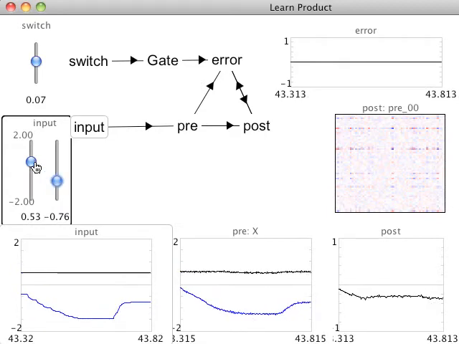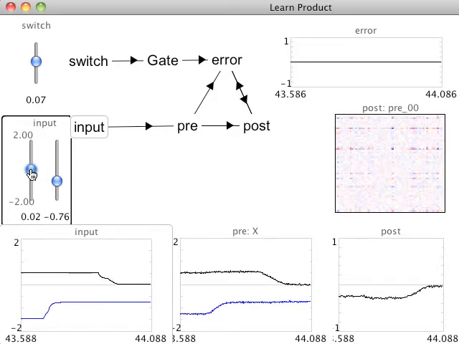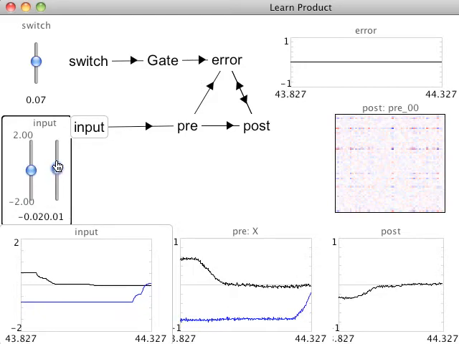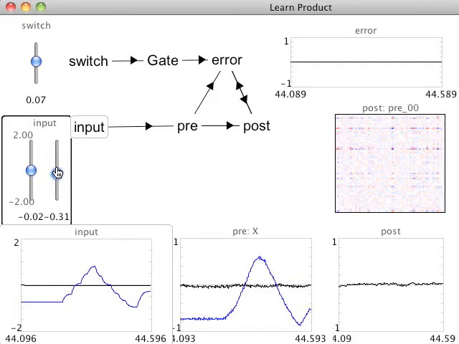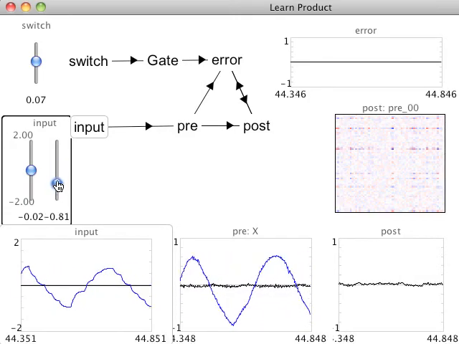And as a final test, we can set the first dimension to about 0, and then we would expect the input in the second dimension to have little effect on the postsynaptic response. And again, we see that this is the case.